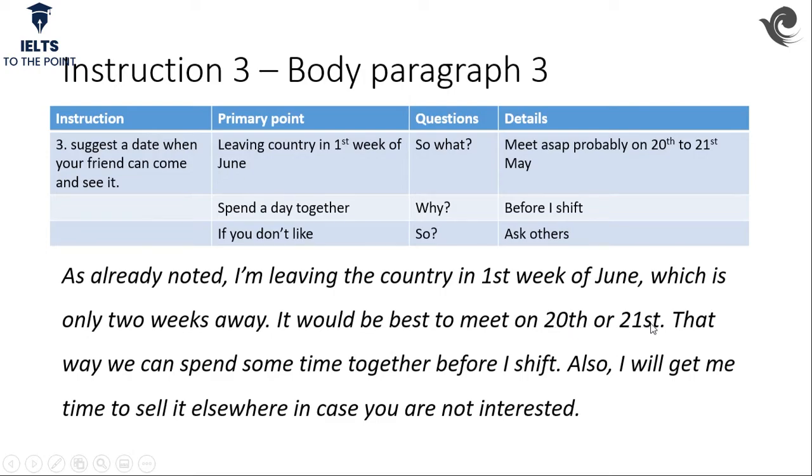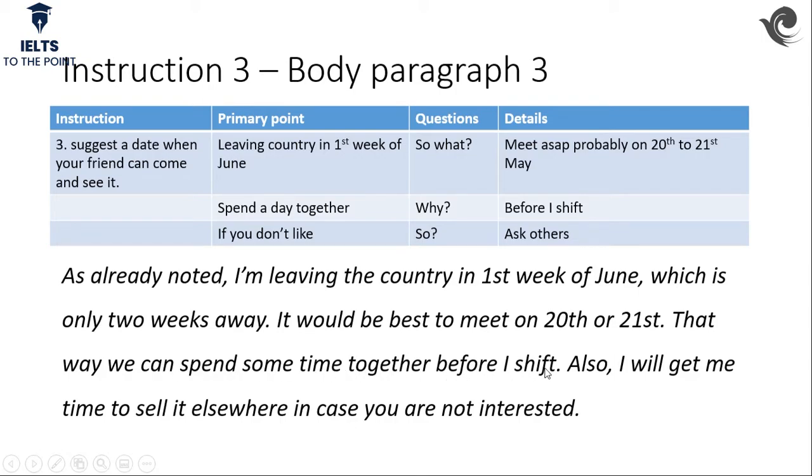Now this happened because I was not keeping my eyes on my brainstorming table. Now if it is not damaging you that much, it could happen, it's acceptable, but just try and ensure that you can actually convert the points as accurately as possible from the given brainstorming diagram. That way we can spend some time together before I shift.